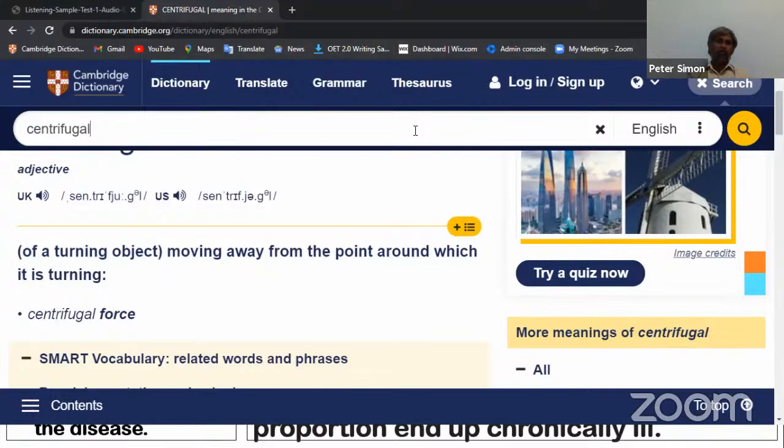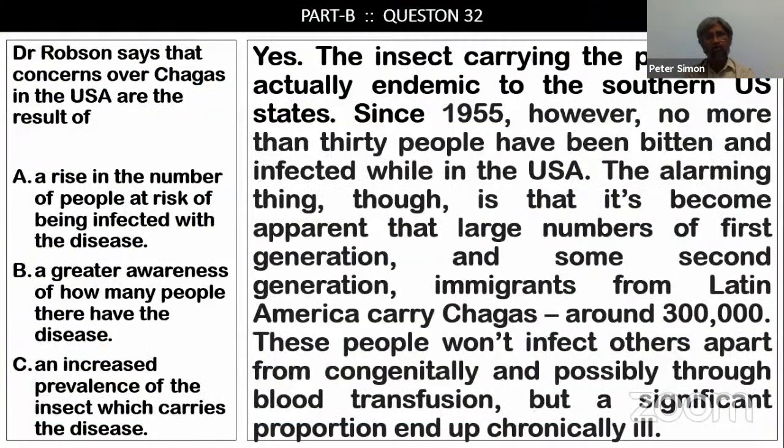Try to understand: a turning object moving away from the point around which it is turning. The question is turning on a word. What is the word? The word is concerns. The word is alarming. The word is apparent. The word is awareness. Concerns to alarming to apparent to awareness. This is the center, and you cannot find the word without concerns. Concerns means alarming. Alarming is apparent. Apparent is related to awareness. These are playing the relay.